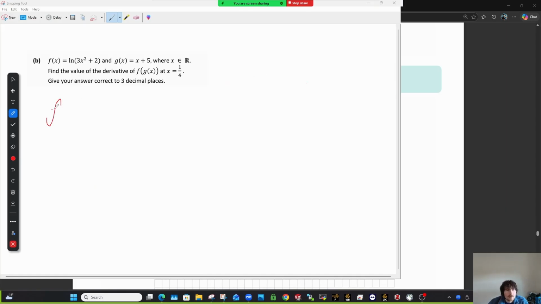Right, so f of g of x, what that means is just like if you were getting f of 3, you would put 3 in for x, wouldn't you? So if you're getting f of g of x, you just put g of x in for x. And so what this looks like is ln of (3 bracket squared plus 2).